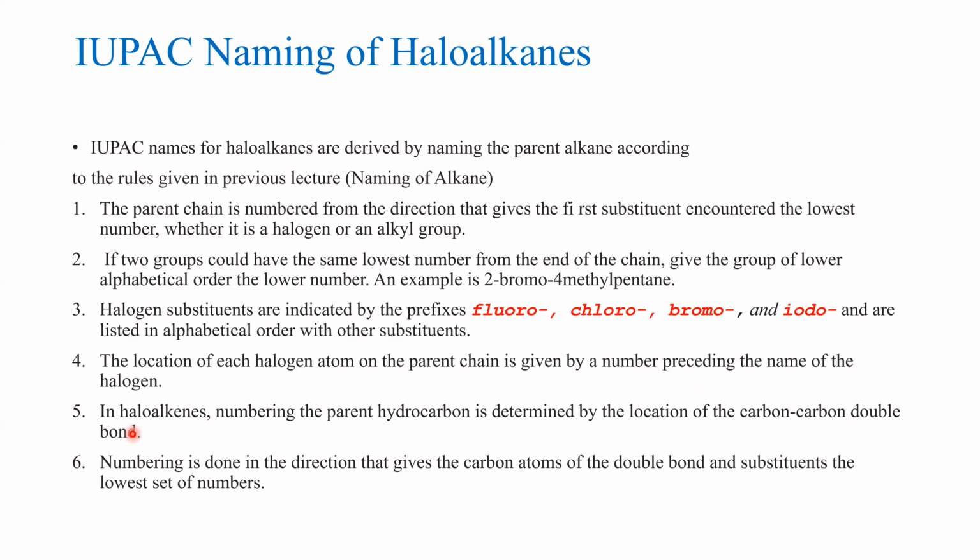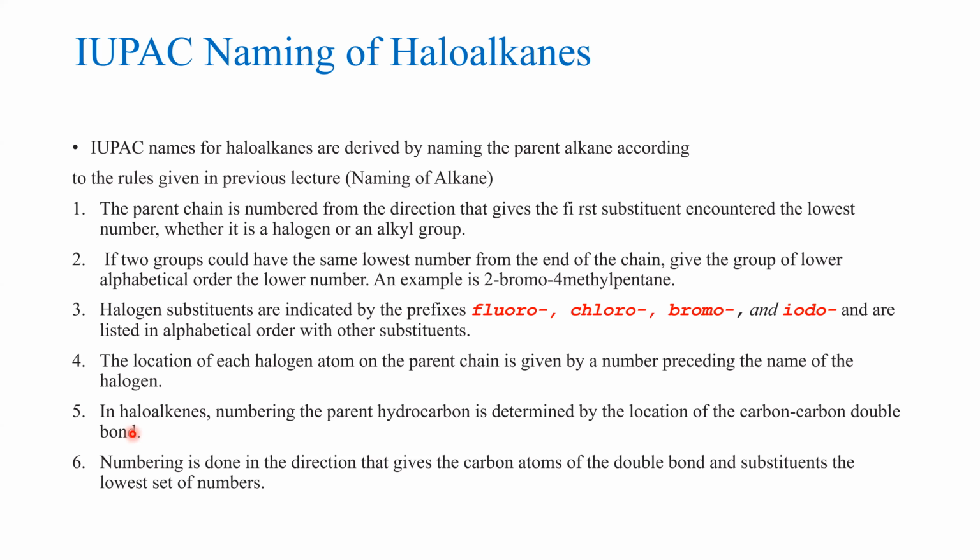Fifth point is, in haloalkene, numbering the parent hydrocarbon is determined by the location of the carbon-carbon double bond. The important point to keep in mind is that if you compare the alkane versus the alkene: in an alkane, this is a straight, single-bonded carbon chain, and there is the substitution, the halogen. But when we get the alkene, another functionality is a double bond. So that will get the priority. You have to start the numbering from the side where the double bond gets the lowest number.